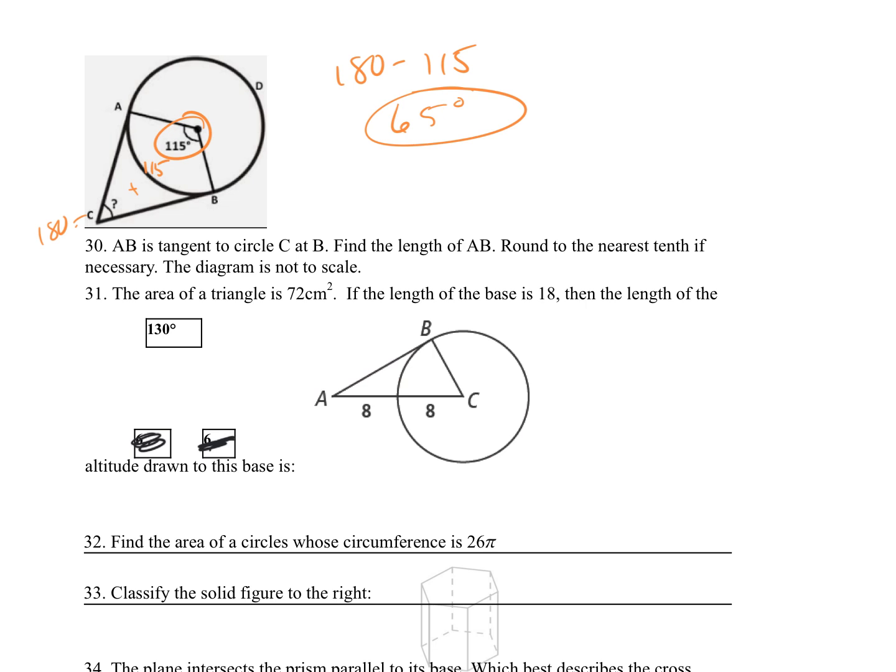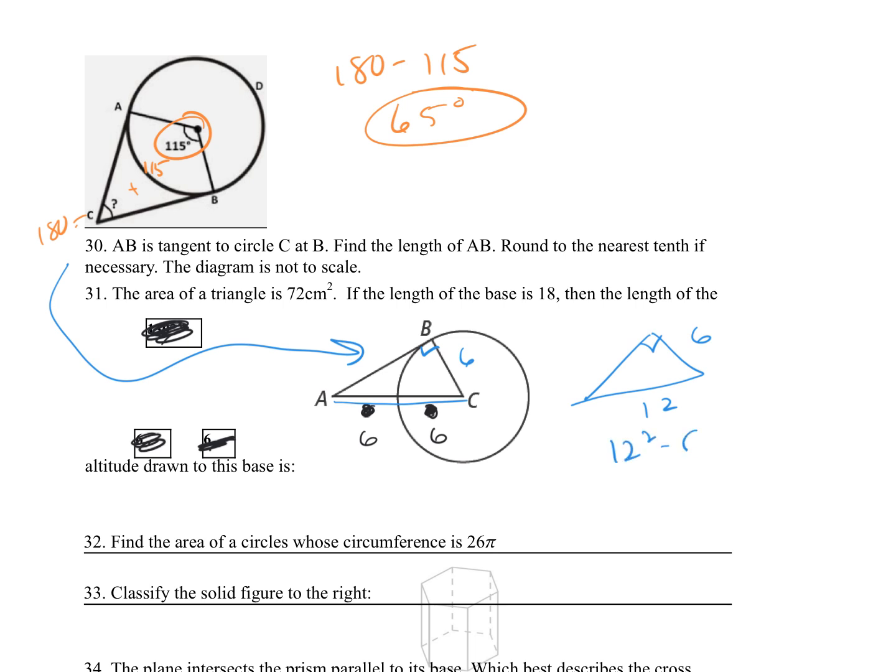All right, on number 30, it's this diagram right here. And I know that this is 6 and this is 6. I also know it's tangent, so that's a right angle. And this is 12. So essentially, I have a right triangle with a 6 and a 12 here. So the hypotenuse is 12. So 12 squared minus 6 squared is equal to AB if I take the square root. So I'm going to type all that into my calculator. And I get around 10.4.